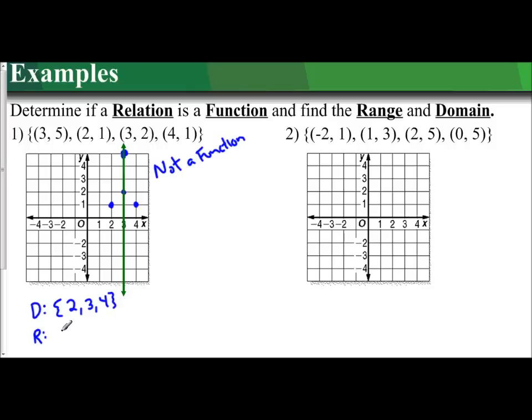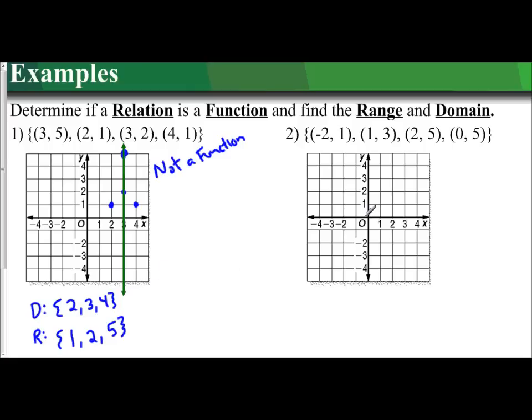When stating the range, you do the same thing. We have a 5, a 1, a 2, a 1. So we put them in numerical order: 1, 2, 5. So the domain of the relation is 2, 3, 4. Those are my x values put in numerical order. And the range of the relation is 1, 2, 5. And those are your y values.